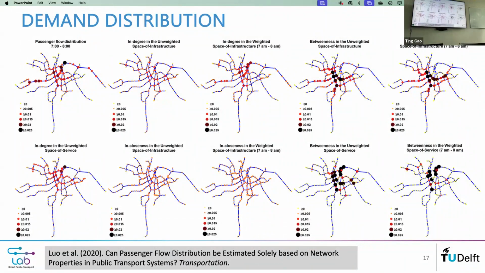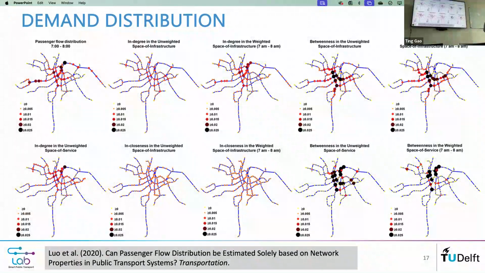And that should not come as a surprise, because betweenness centrality gives an indication of the share of shortest paths, right, that go through a node. Well, that's how people tend to choose their routes. And they minimize both waiting times and transfers as well as in-vehicle time. So that should explain much of the variations.